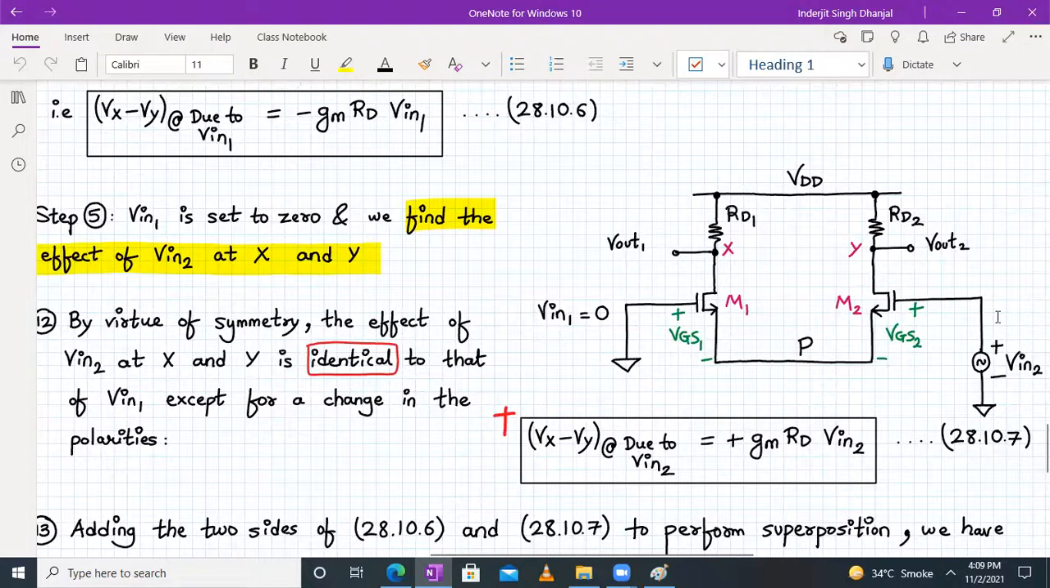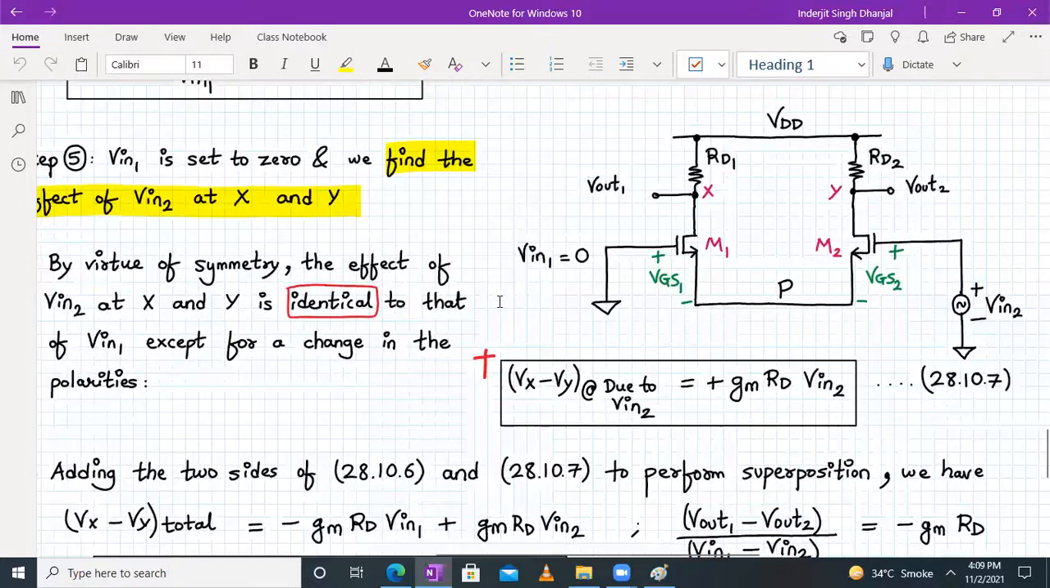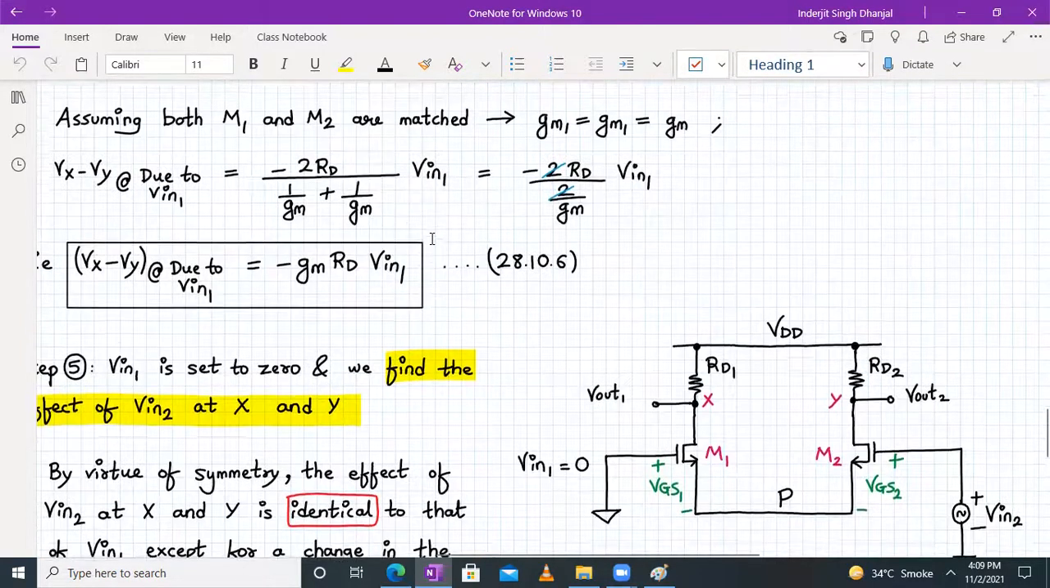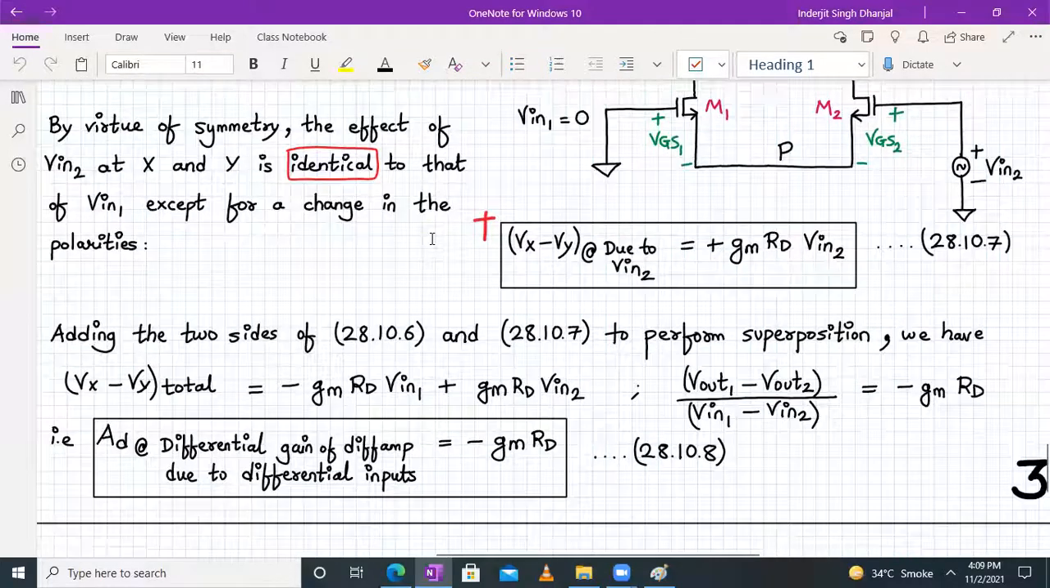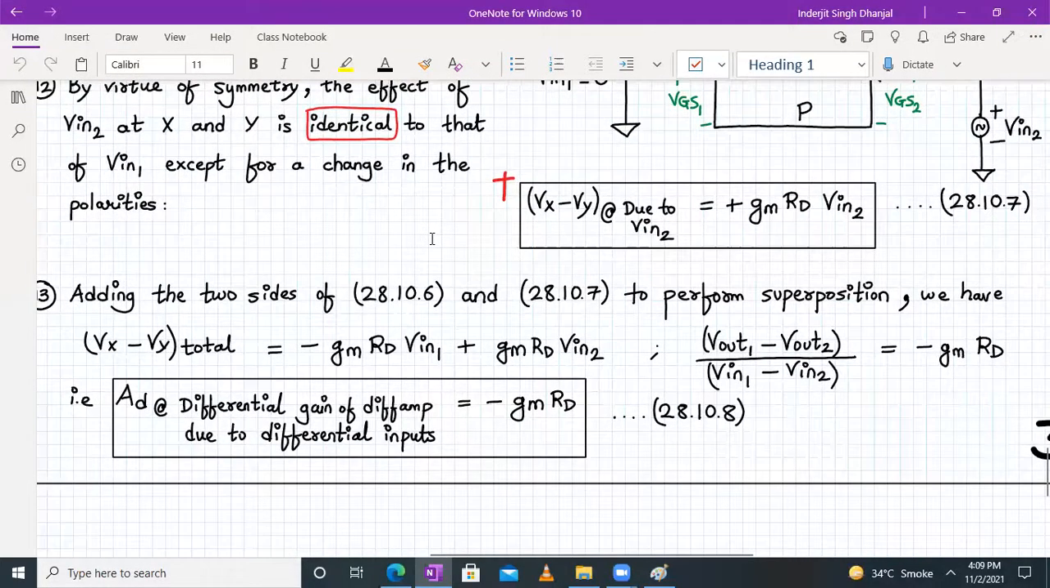We'll find the effect of Vin2 at X and Y. By virtue of symmetry, the effect of Vin2 at X and Y is identical to that of Vin1, except for a change in the polarities. Therefore, Vx minus Vy due to Vin2 will be equal to plus gm RD into Vin2. Earlier we got minus gm RD, but this time we are getting plus gm RD into Vin2.